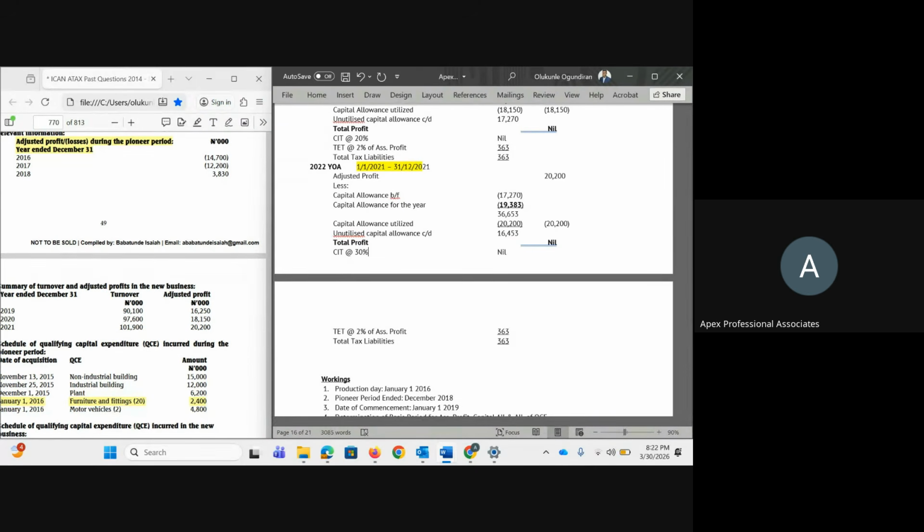CIT at 30% is now how much? Nil. Then TET at 2.5%. Now what do you have? 505.